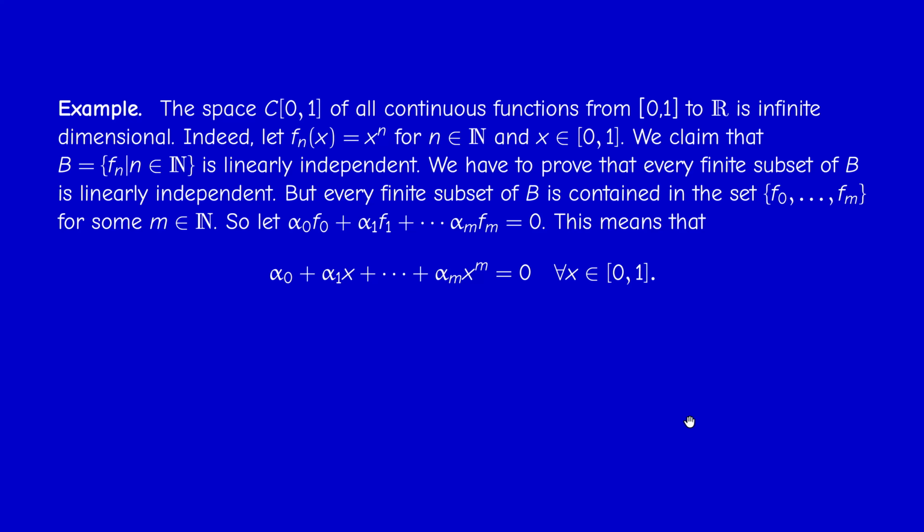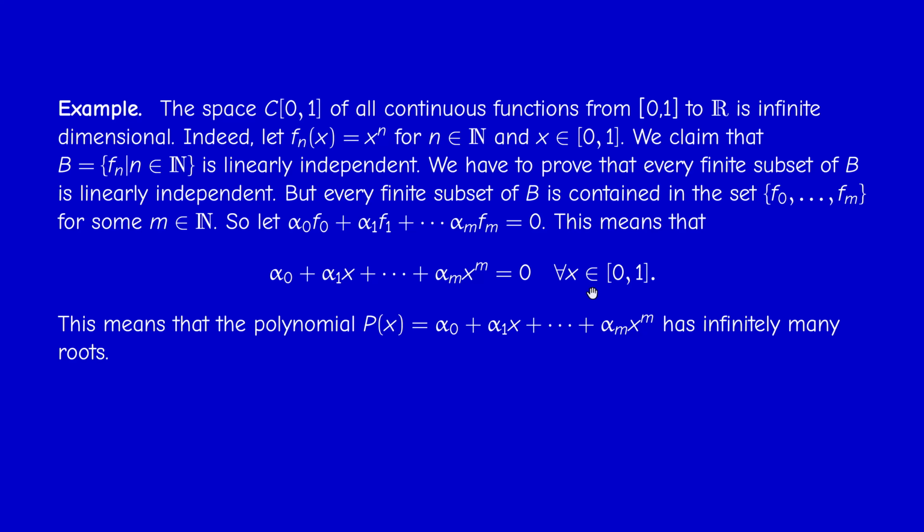And there are several ways to prove this. You may use Taylor's formula, because if you denote this by p of x, then you see that alpha k is the k-th derivative of p at 0 divided by k factorial. So if p is identically 0, then all the derivatives are 0, and therefore all the coefficients are 0. Another way to see this is that a non-zero polynomial has at most finitely many roots in R. But here, this polynomial has infinitely many roots, right? So it cannot be non-zero. So all the coefficients must be 0.